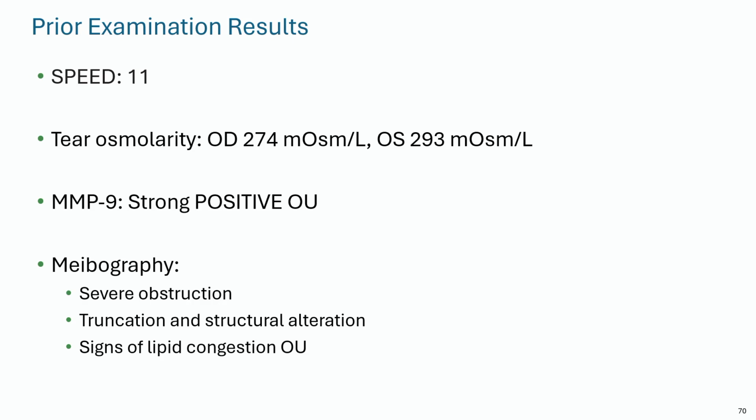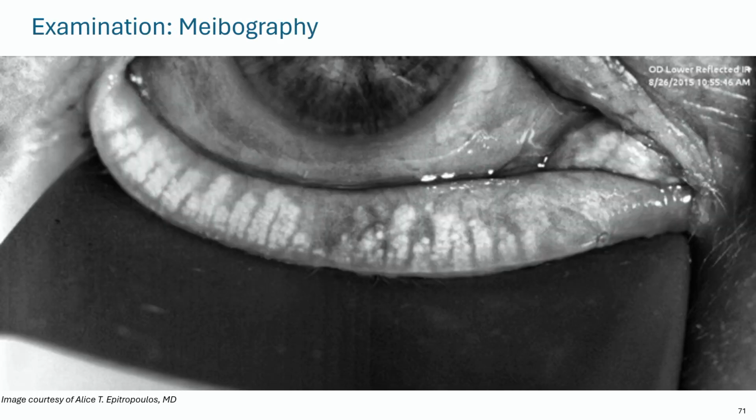His MMP9 is strongly positive in both eyes. We do meibography and we see severe obstruction, truncation, and structural alteration, and signs of lipid congestion. This picture is courtesy of our friend Alice Petropoulos, also from Columbus, Ohio. We see some gland destruction in the mid-lid. All of those glands are shortened. And we also see very clearly the central duct in the meibomian glands, and we shouldn't really see that. So we have some congestion. Priya Gupta came up with a phrase which I think is absolutely great: meibomian gland constipation.